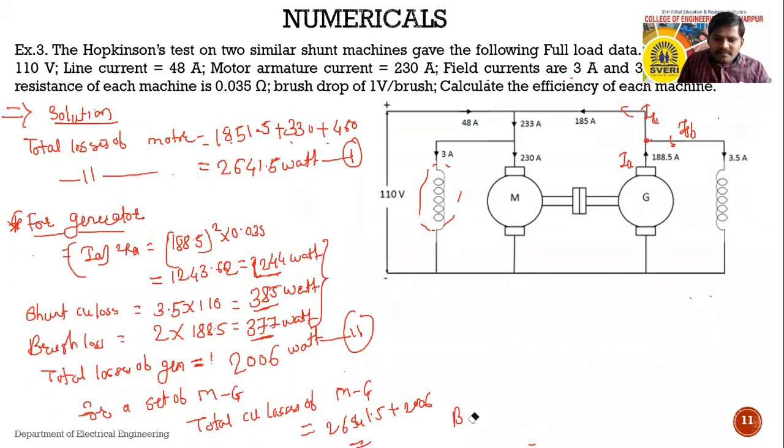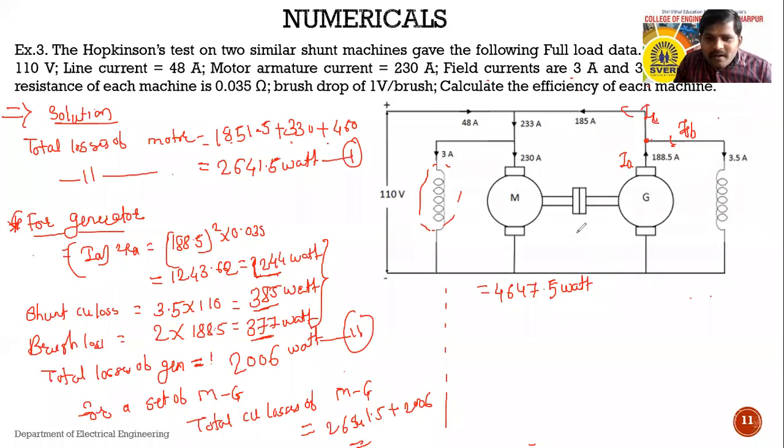4647.5 watt. It is the total of which losses? Copper losses, right? These are the copper losses of the MG set.